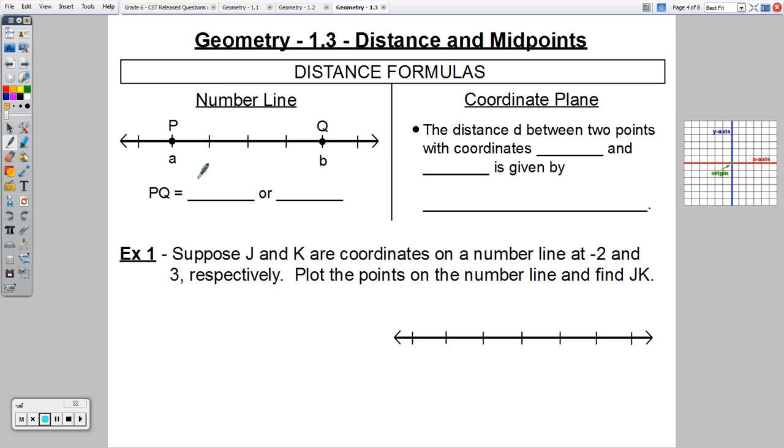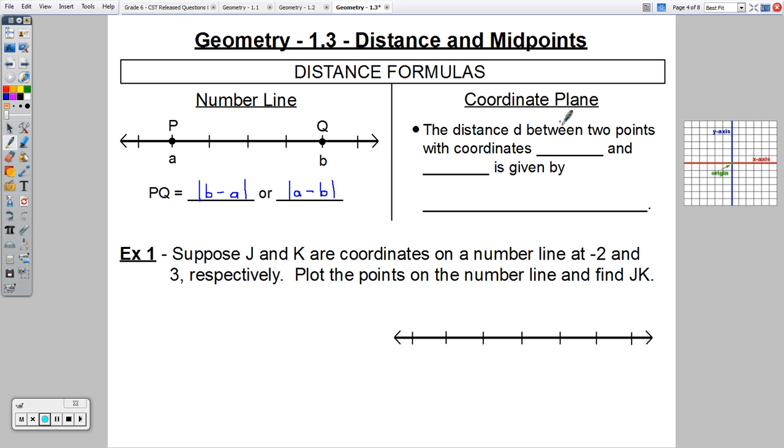So on a number line, the distance formula for any 2 points, P and Q, that have coordinates at A and B, those coordinates can be used to find the distance between those 2 points. So B minus A, make that look a little more like an A and less like a 9. There we go. The absolute value of B minus A, or you can reverse the order and do the absolute value of A minus B. The absolute value makes it so that the order you put them in doesn't matter.